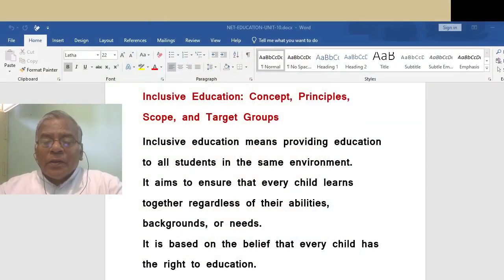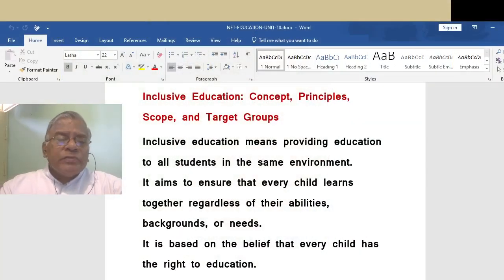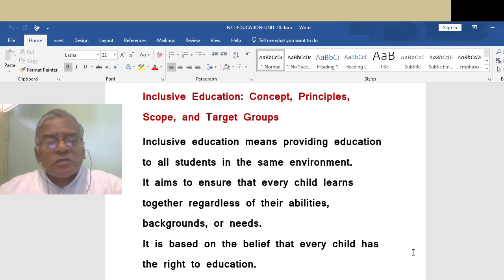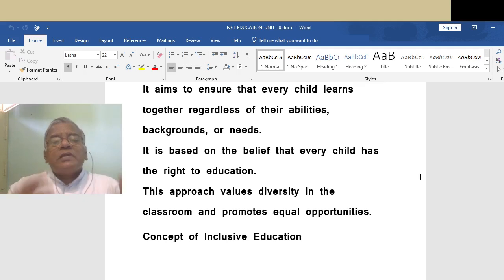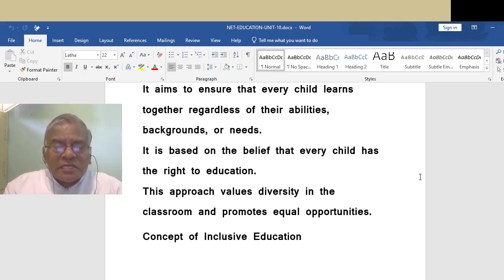Let us straight away enter into the topic. Inclusive Education. What is the concept? What are the principles, scope? Who are the target groups? Inclusive education means providing education to all students in the same environment. It aims to ensure that every child learns together regardless of their abilities, backgrounds or needs. It is based on the belief that every child has a right to education. This approach values diversity in the classroom and promotes equal opportunities.